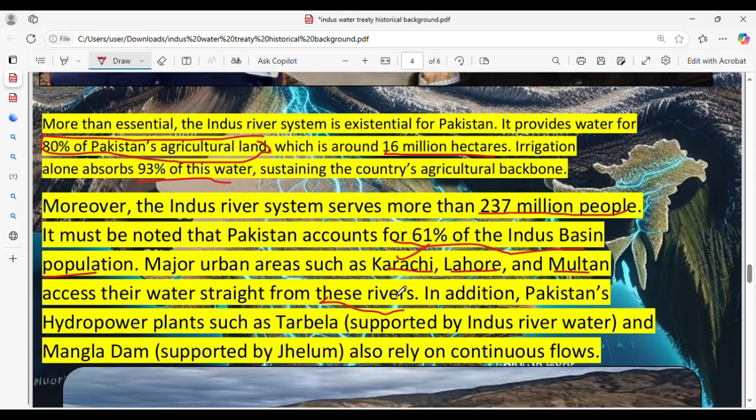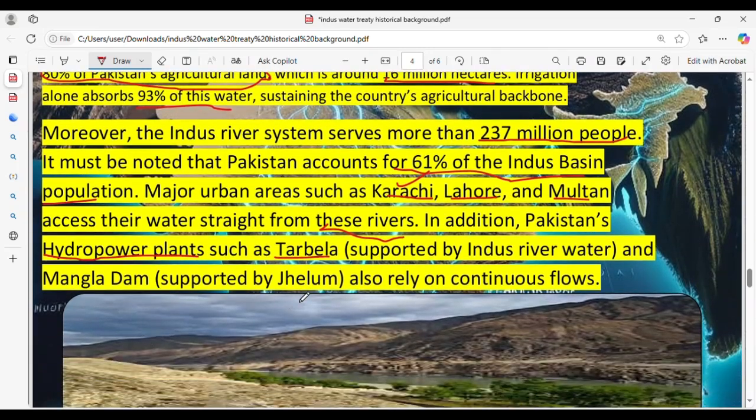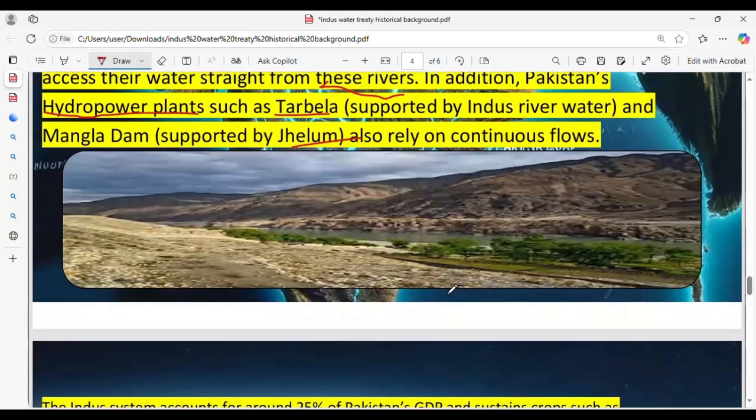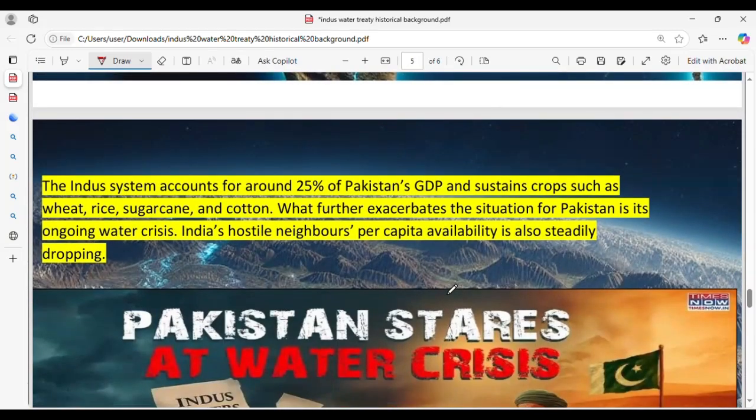In addition, Pakistan's hydropower plants such as Tarbela, we already know that it is a very poor country. It has only a few hydropower plants, which are located only on these rivers. And the Mangla Dam, supported by Jhelum, also relies on the continuous flow. Definitely if the flow is changed, the hydropower projects will be of no use.